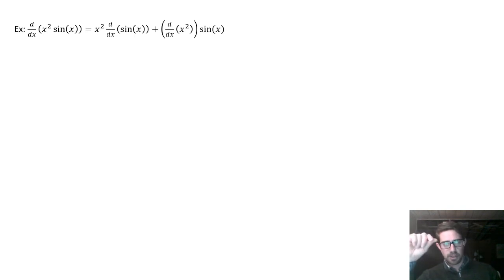So it's the first function times the derivative of the second function, so x squared times the derivative of sine, plus the derivative of x squared times sine. It's that easy. So when you use the product rule, you're usually always going to have 2 terms in your answer. So that's it. You're done. It's x squared times cosine of x plus 2x times sine of x.